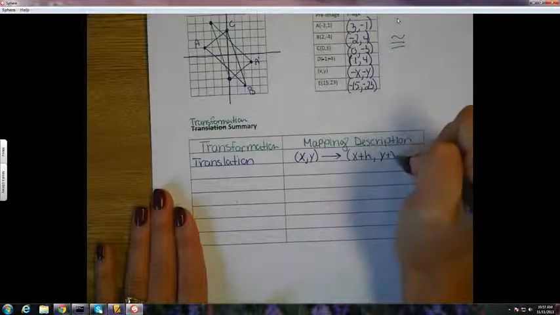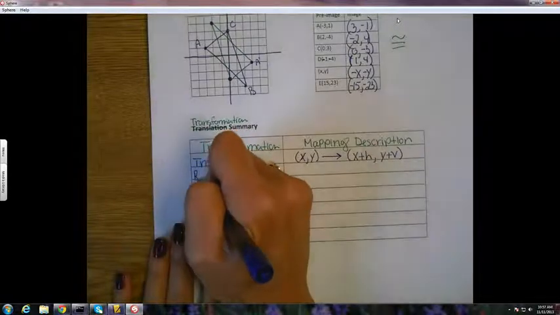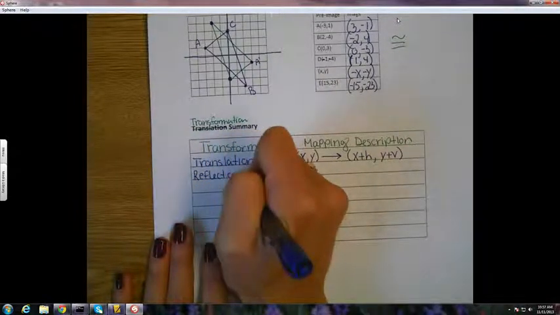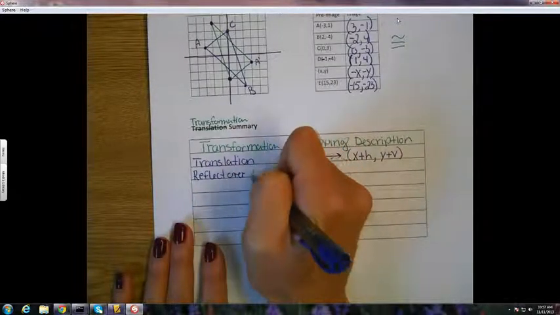That one's easy to remember. Common sense. If I move left and right, I add that to the x, or subtract if I'm going in a negative direction. Vertical, up and down, I add it to the y or subtract it off the y. That makes sense. Reflection. We did two reflections. Reflect over, what did we do first? Y-axis?